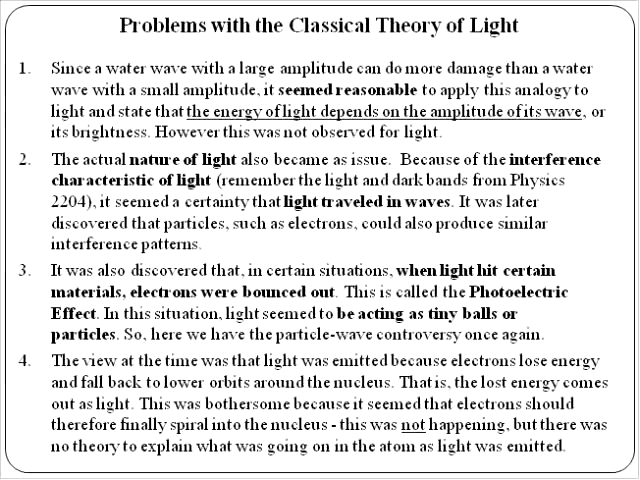So, third strike. And then there was another one, and we're going to talk about this a little later on, actually, in Topic 3. But the view at the time was that light was emitted because electrons lose energy and fall into lower orbits around the nucleus. Okay, and that was pretty widely accepted. In fact, that is the case.